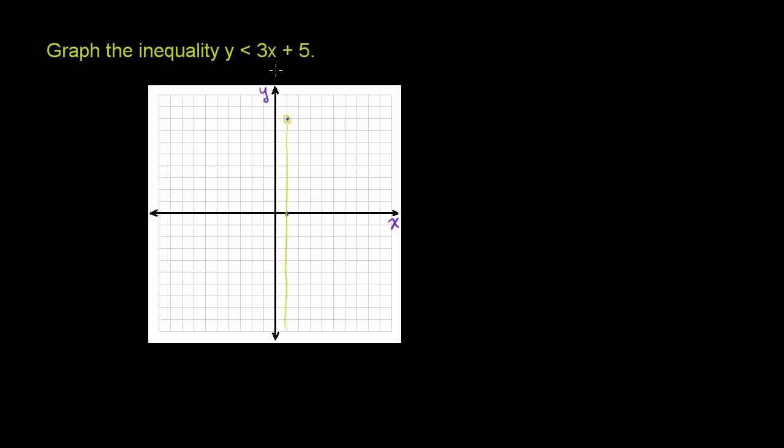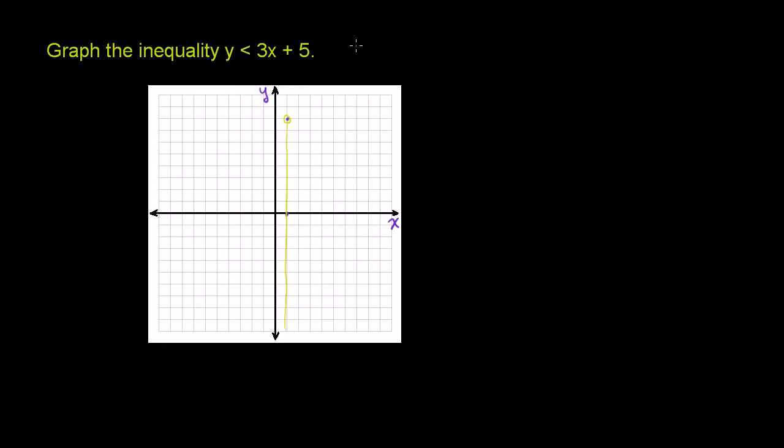Now, if we kept doing that, we would essentially just graph the line of y is equal to 3x plus 5, but we wouldn't include it. We would just include everything below it, just like we did right here. So we know how to graph just y is equal to 3x plus 5. Let me write over here.